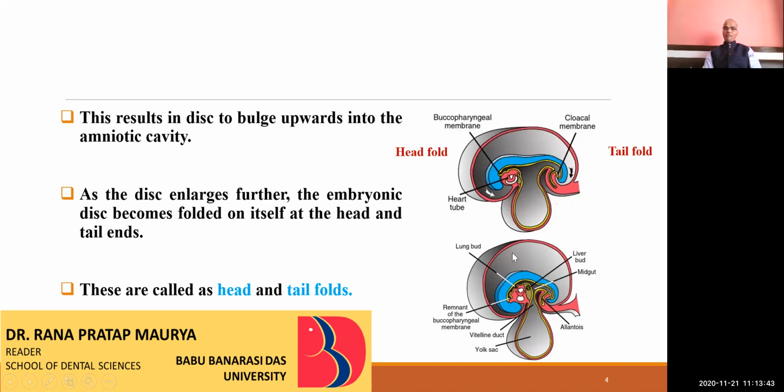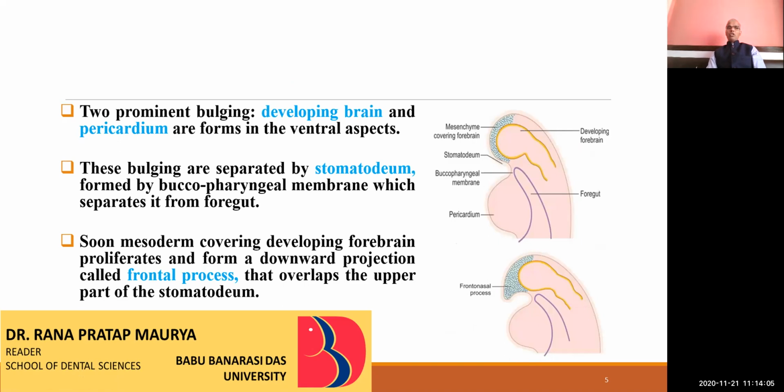As the disc enlarges further, the embryonic disc becomes folded on itself at the head and tail ends. These are called the head and tail folds. This is the head fold and this is the tail fold. At this time, two prominent bulges develop: first the developing brain, and second the pericardium on the ventral aspect of the embryo. These bulges are separated by the stomodeum, which is formed by the buccopharyngeal membrane. This membrane separates the stomodeum from the foregut. The stomodeum is the future opening of the foregut.